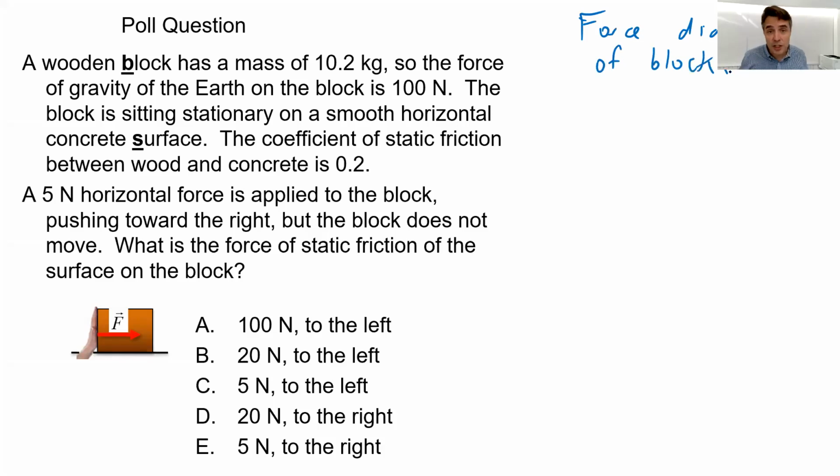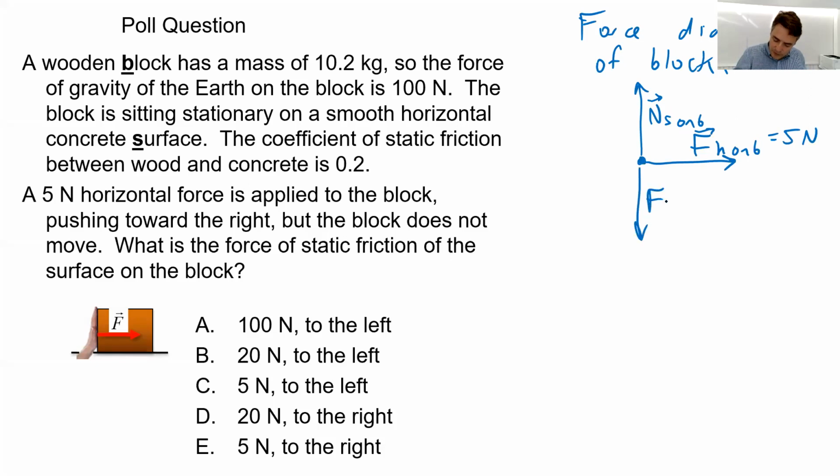And there is no equation for the static friction force. It's like normal force or tension. There's no fixed equation for it. You just have to use your forces. So there's normal force, again, of the surface on the block. You've got this pushing force, F, of the hand on the block, which is equal to the 5 newtons. You've got the gravity force, F sub G, of the Earth on the block. And you've got this backwards force, F static friction, of the surface on the block, like that.